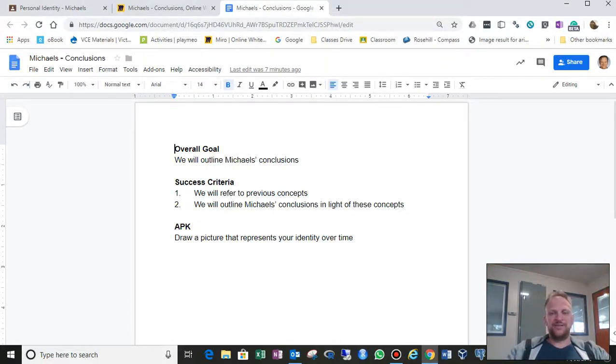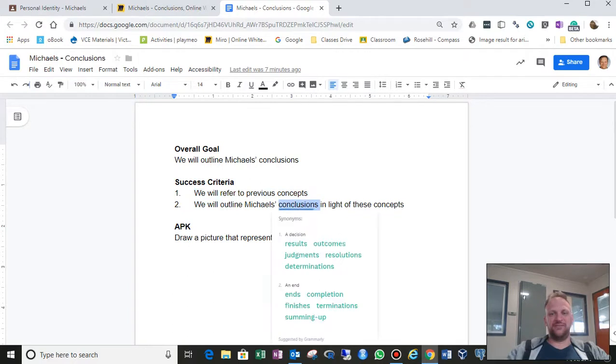Hey guys, now it's time for us to explore the conclusions made by Michaels. So there's some pretty simple success criteria this time because we don't have that much reading to do. We're just going to refer to previous concepts that we've already studied, and then we're going to use them to help us understand the conclusions that have been made by Michaels.